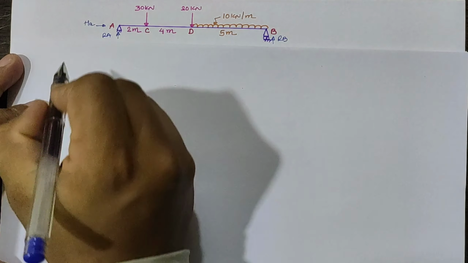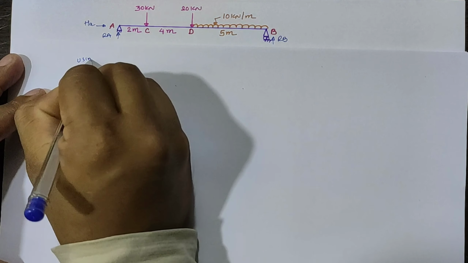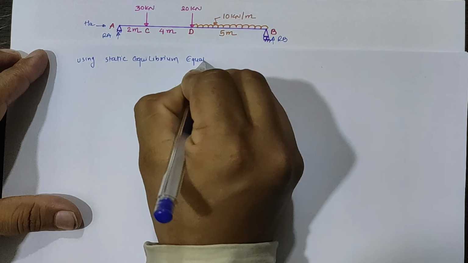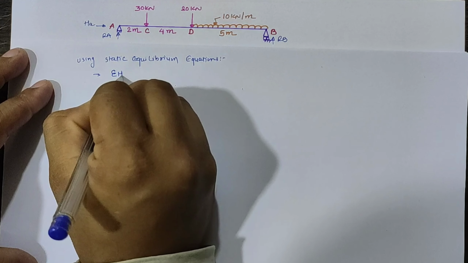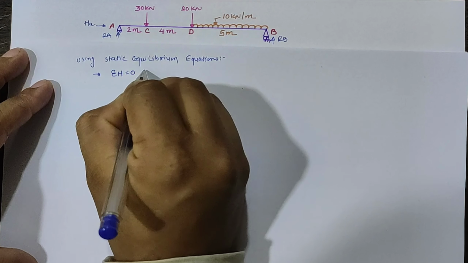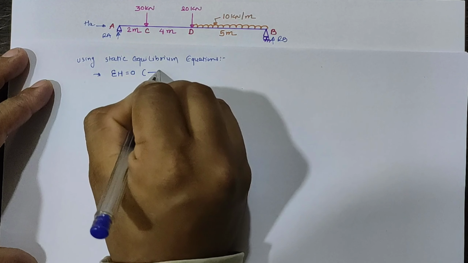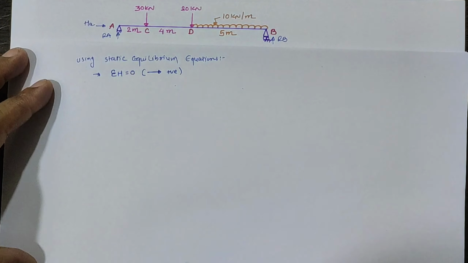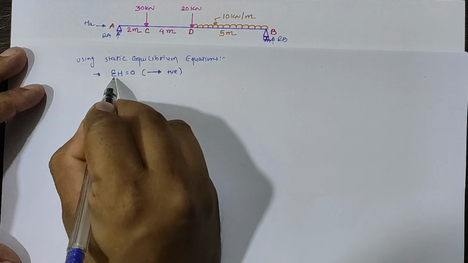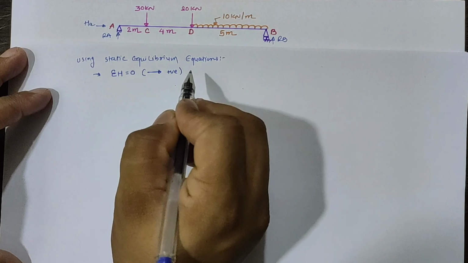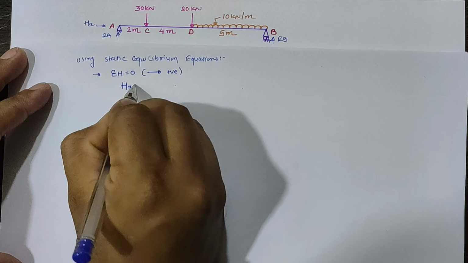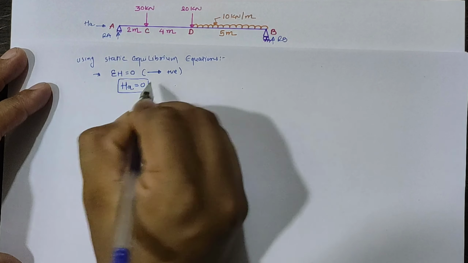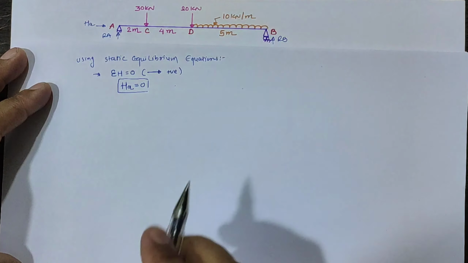So first of all, using static equilibrium equations, we have three equilibrium equations. First one is sigma H equal to 0, where we are assuming that left to right force is a positive force, which means that the algebraic summation of all the horizontal forces is equal to 0. So from the figure, HA is equal to 0 as there isn't any inclined load or horizontal load given on the beam.